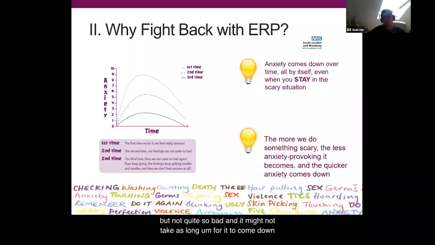And it might not take as long for it to come down naturally. And by the third time, we know that it's not quite as bad again. And if we keep going with that principle, and we face that situation over and over again, at a certain point, we'll no longer notice that feeling of anxiety at all. And it will become a situation that isn't anxiety provoking to us. So it's the principle that anxiety comes down over time all by itself, even when we stay in the situation, and that the more we do something that is fearful to us, the less anxiety provoking it becomes, and anxiety comes down much quicker.